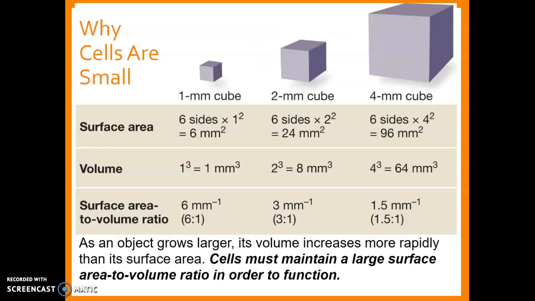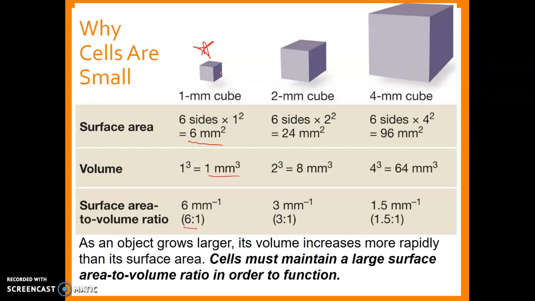So one of the reasons cells are small is because as an object grows larger, its volume increases more rapidly than its surface area. So cells have to maintain a large surface area to volume ratio in order to function. If you look at the image, you can see the 1 millimeter cube, its surface area is 6 millimeters squared, but its volume is 1 millimeter cubed. So you end up with a surface area to volume ratio of 6 to 1. That's a nice high ratio, and that's what we want because the surface area can compete with the volume that's inside and have an efficient working cell.